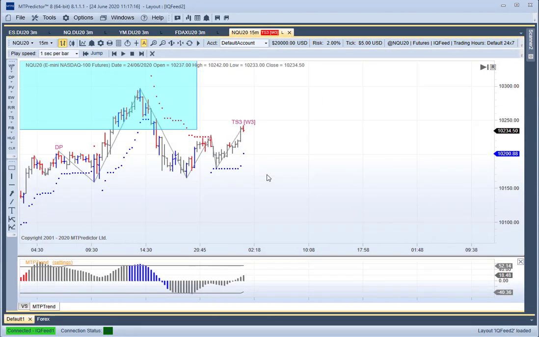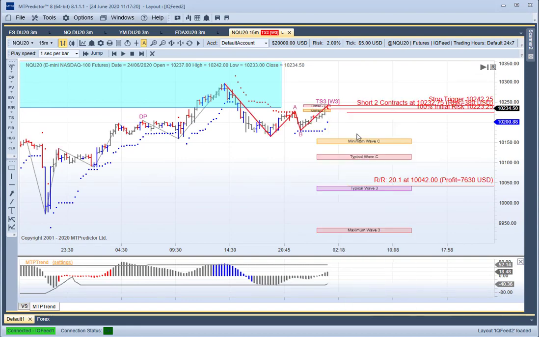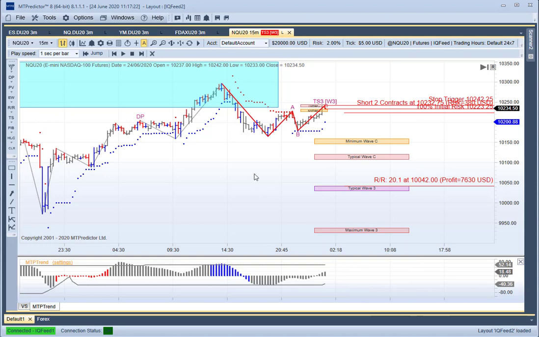There was our initial trade setup. If I right mouse click over this red sell bar and do analysis, this would have given us our trade setup. We keep our risk under control by using position sizing, in this case risking less than 2% of a sample $20,000 account. That will allow us to then go short 2 contracts.